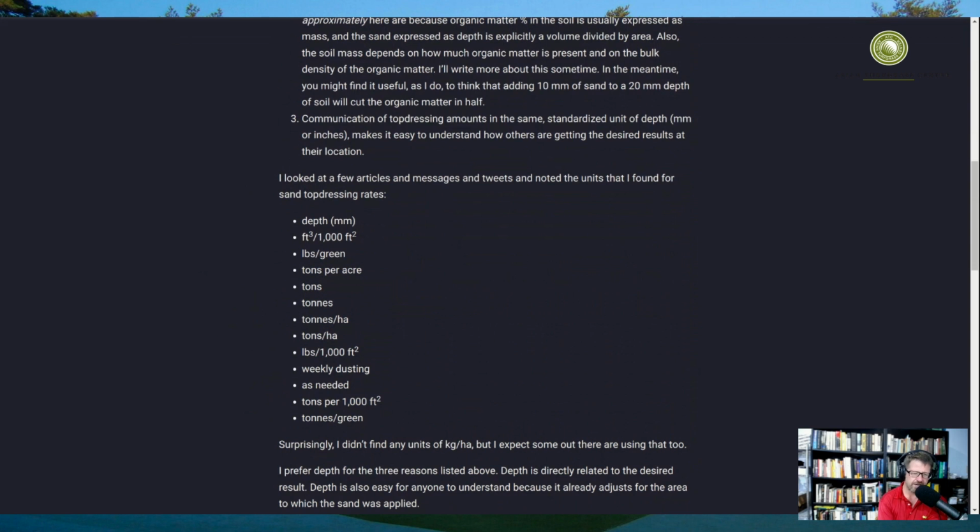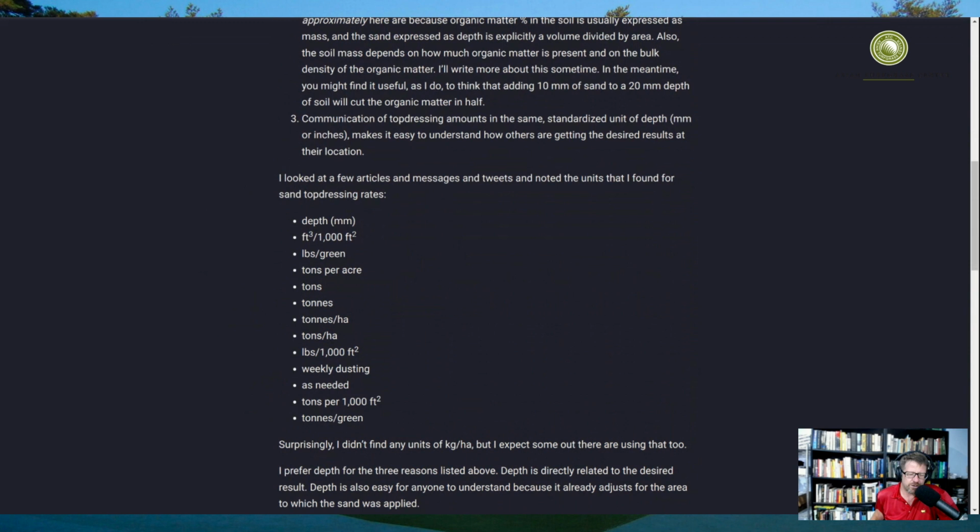And if you look at that, you realize, okay, we have some as mass per area, some as mass on its own, which is, to me, that's useless because we don't know how much area that was applied over. We have mass per green, which is a little bit better than just mass on its own, but if we don't know the green size, that's not going to be as helpful as it could be.